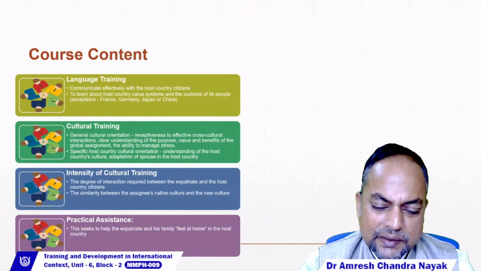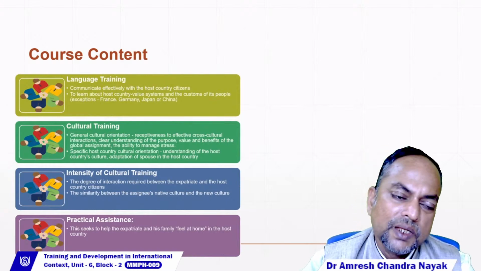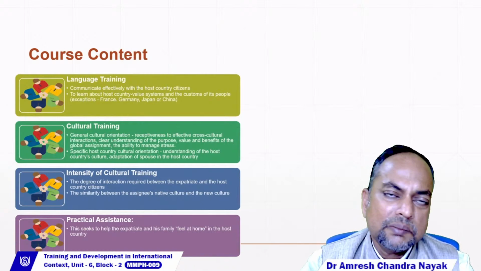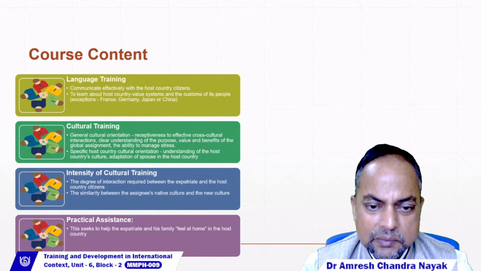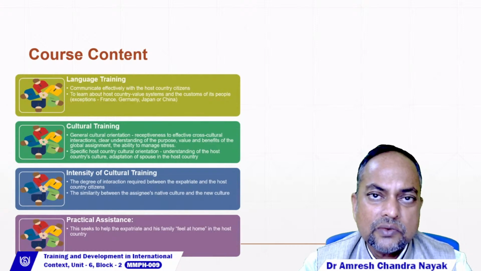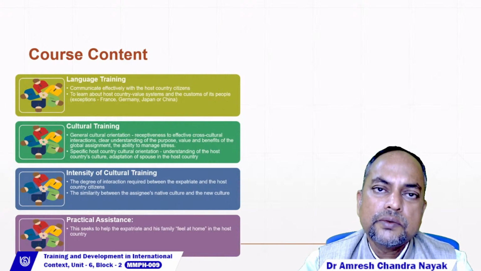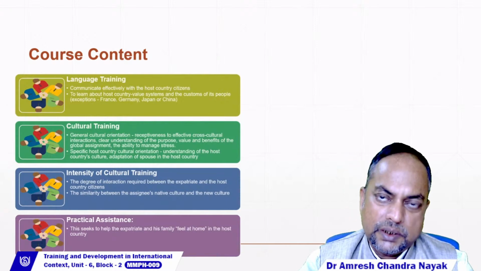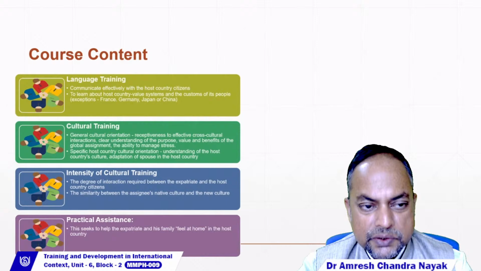So based on that, we talk of the intensity of the cultural training program. As I was telling you some time ago, the intensity is based on 2 dimensions. First, what is the degree of interaction between the expatriates and the host country citizens? Second, what is the level of similarity between the parent country culture and the host country culture? Based on that only, we come out with different sorts of cultural training programs.